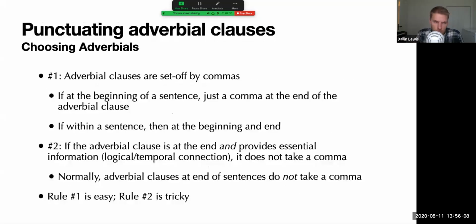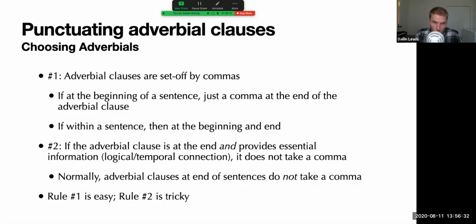Okay, now punctuating these clauses. You place commas at the beginning and at the end, unless of course it starts a sentence. You never put a comma at the very beginning of a sentence, so you would just put it at the end of the opening dependent clause. This helps to set the clause off as dependent and separate from the main independent clause. And often they can go almost anywhere in a sentence because of that.